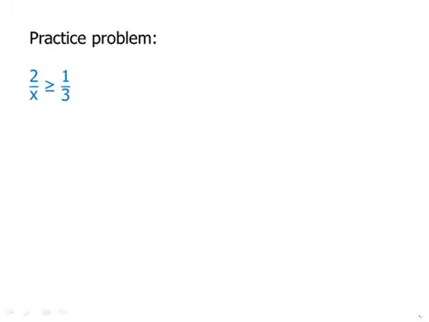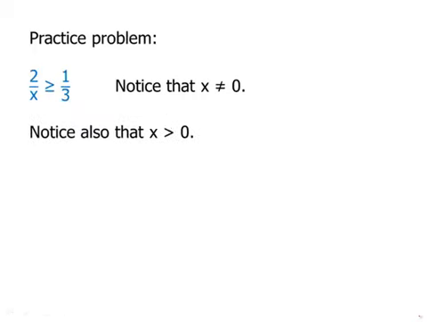Here's another practice problem. Pause the video and then we'll talk about this. Notice, first of all, that x cannot equal 0. If we made x equal 0, then we'd be dividing by 0, and we wouldn't have a sensible expression. Notice also that x has to be positive, because the fraction on the right is a positive number, and so the only way the fraction on the left is going to be greater than it, or equal to it, is if it's also positive. There's no way that it could be negative. No negative can be greater than a positive. So x absolutely has to be positive.